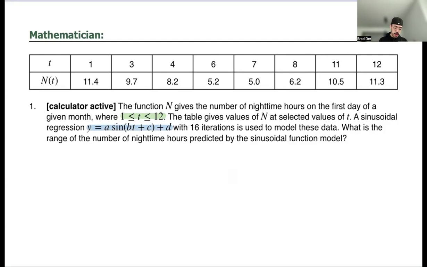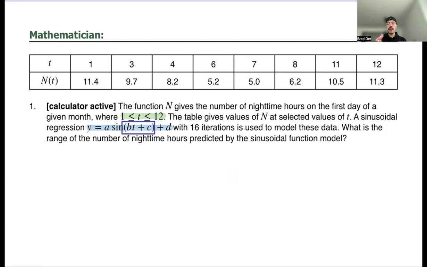not quite the same in that the Bt plus C, the argument of our sine function, is not factored, right? So they're not factoring the B value out of the t and the shift, the way that we have seen previously with our transformations, right? That has to do with the way that the sine regression occurs in the TI-84.